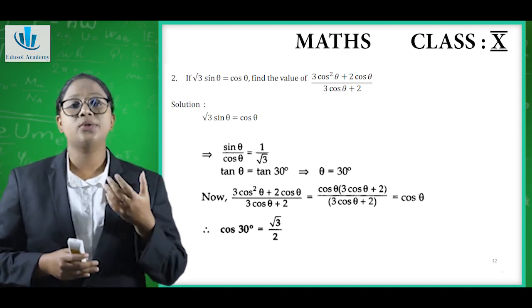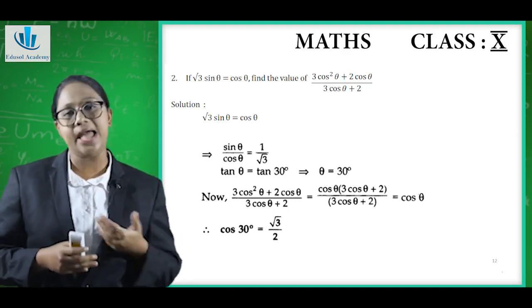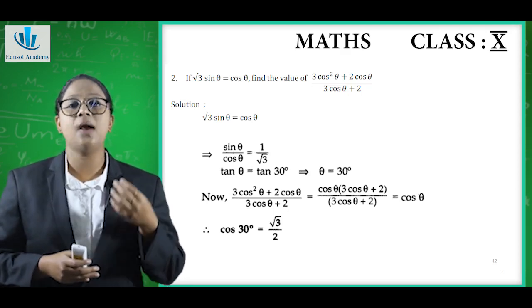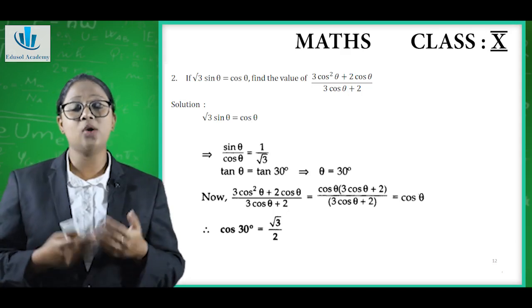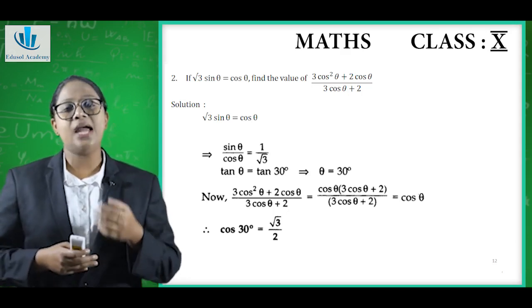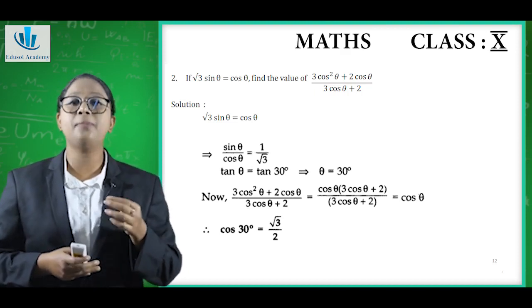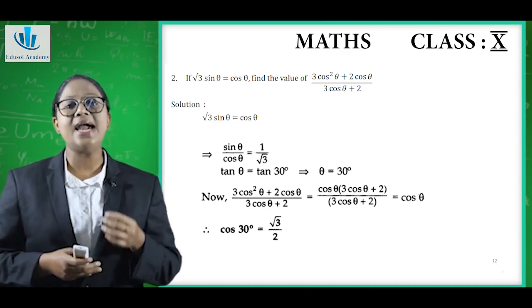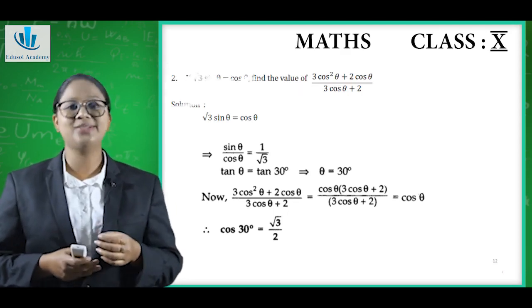Now you can see 3 cos theta plus 2 is present in both the numerator and the denominator, and it is being multiplied in the numerator. So you can easily cancel those. Now what's remaining? Cos theta. And we already got theta is equal to 30 degree. So we can simply put the value 30 degree and find cos 30. That is equal to root 3 by 2.